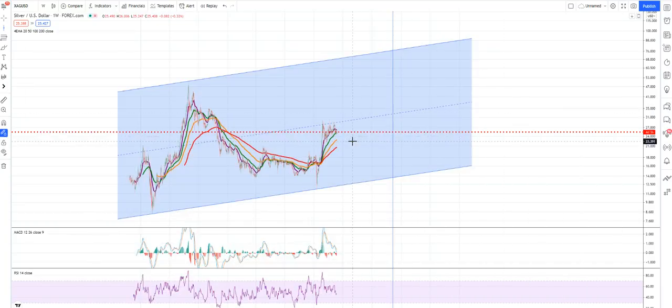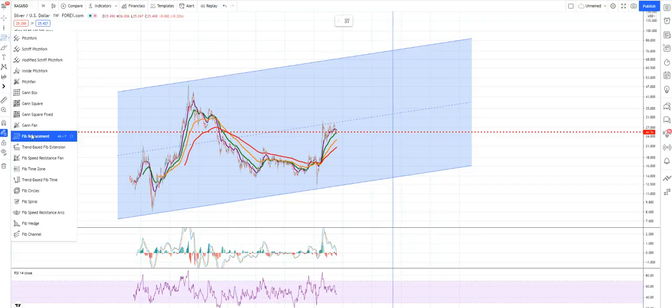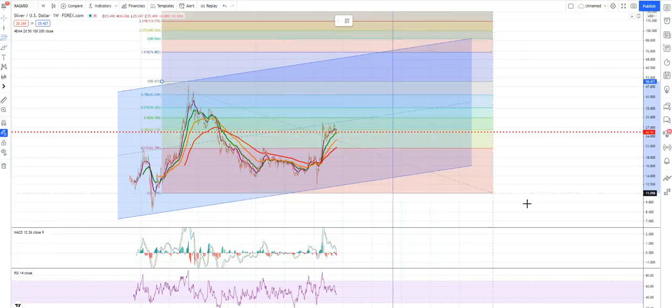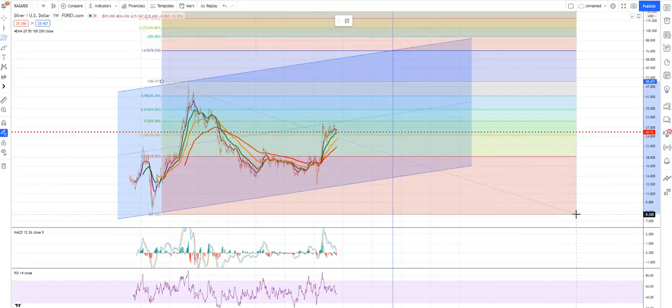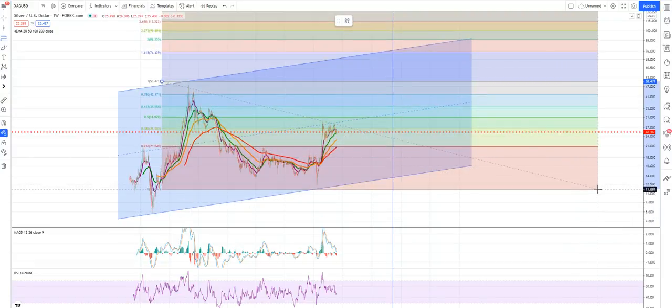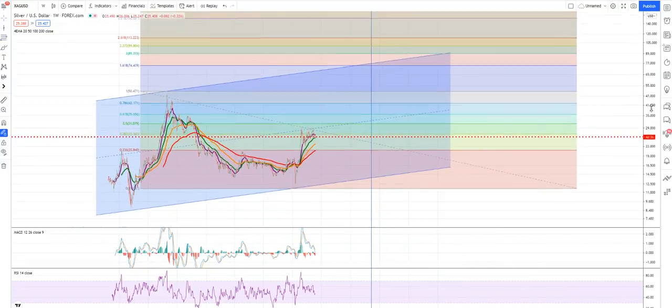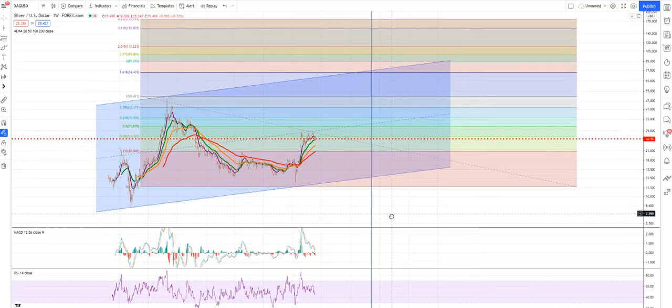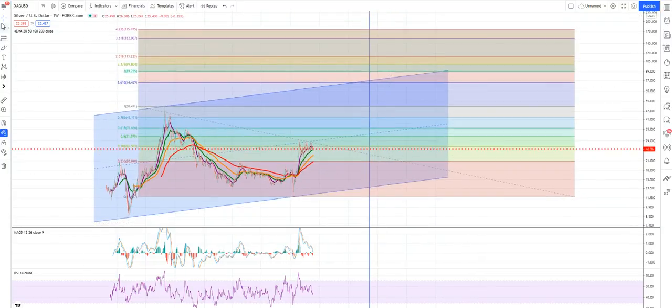Now, second piece, I want to do a Fibonacci. Fibonacci, I love the most. So let's take Fibonacci from the high and the next low, and let's see where we are with Fibonacci. And again, we are looking at the three golden numbers.